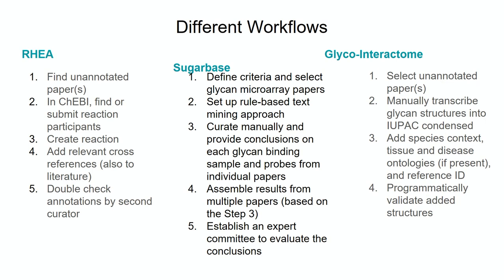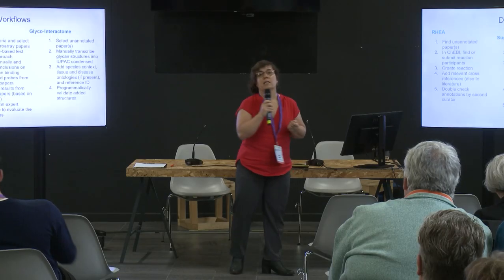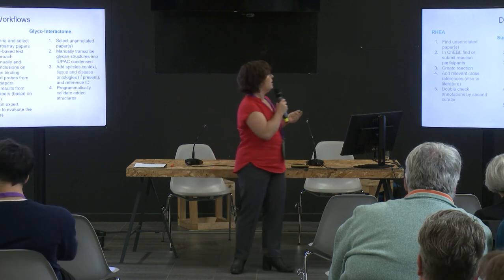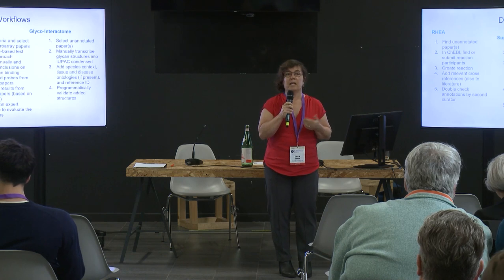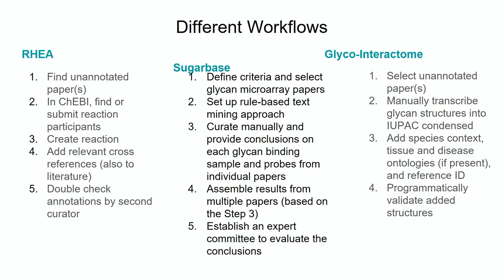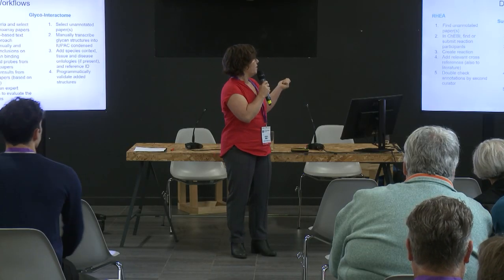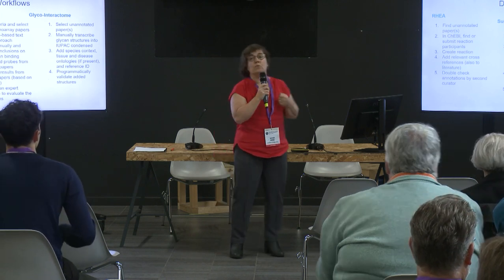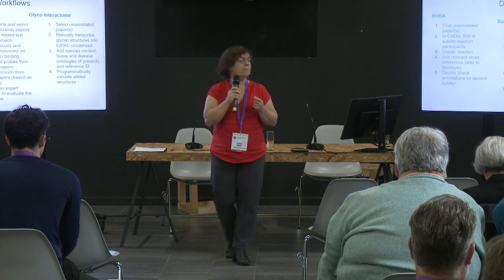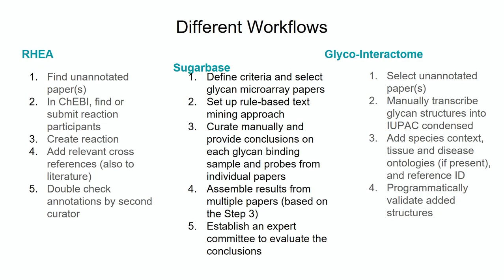Okay, so the first thing is each group described their curation workflow very briefly. And we found these are very different workflows because the topics of curation are different. Rhea curates enzymatic reactions, and they start by finding papers that haven't been annotated yet. They try to identify all the different components of that reaction and map them to ChEBI terms. If they are not there, they provide the terms to ChEBI, they contribute. They later create the reaction, add the relevant cross-references, and then two curators double-check the curations. In the case of SugarBase, now this is, what happened?